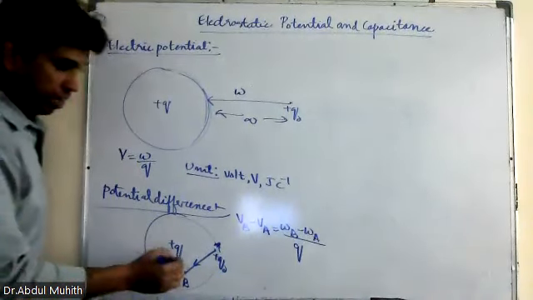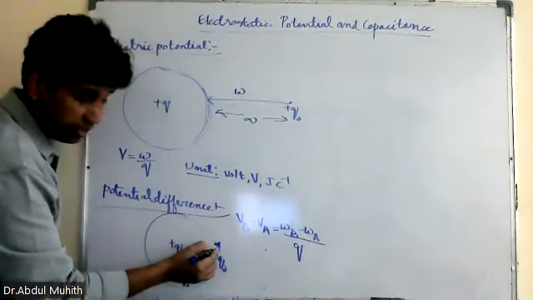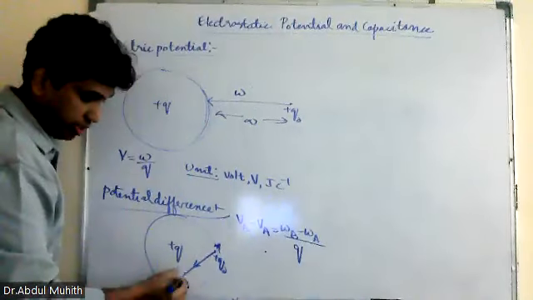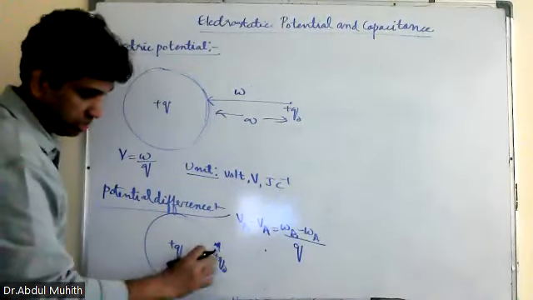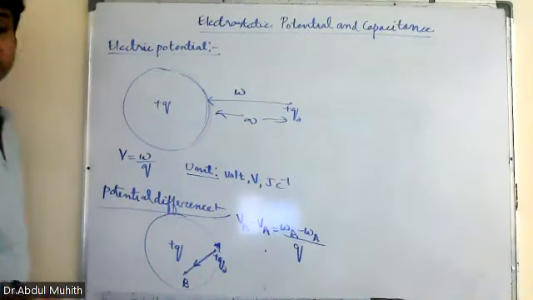So what happens here? The work done required to bring the charge from infinity up to this point is less than the work done to move the charge up to here. Up to here it is more, up to here it is less, so we are just subtracting the work done. That is said to be the potential difference. Is it clear, all of you?